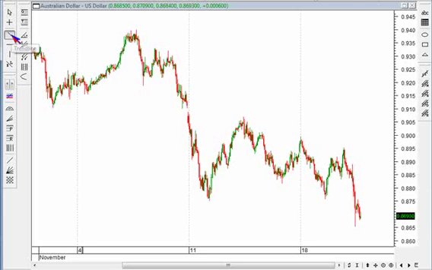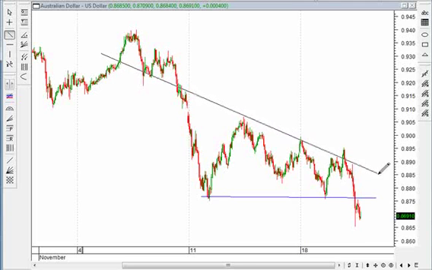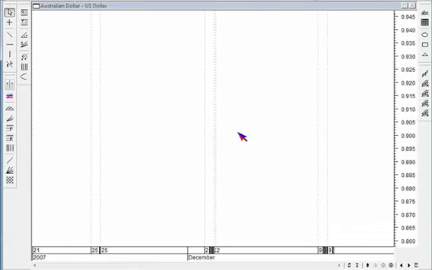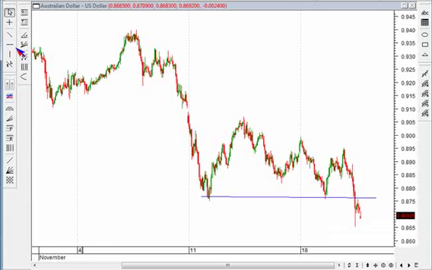If I were to draw that level here, no, it's not going to line up. Draw this level here. You can see that we have this nice descending triangle, and the time frame on this chart is an hourly chart. So we've gone back from a daily on the pound yen to an hourly chart here on the Aussie dollar.